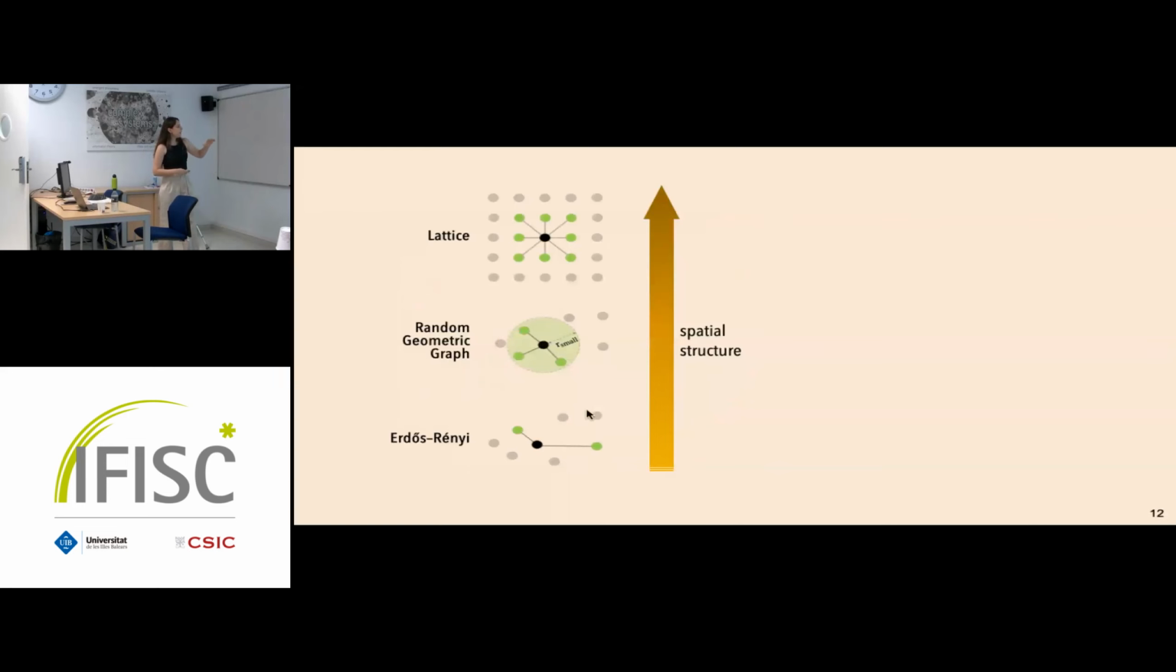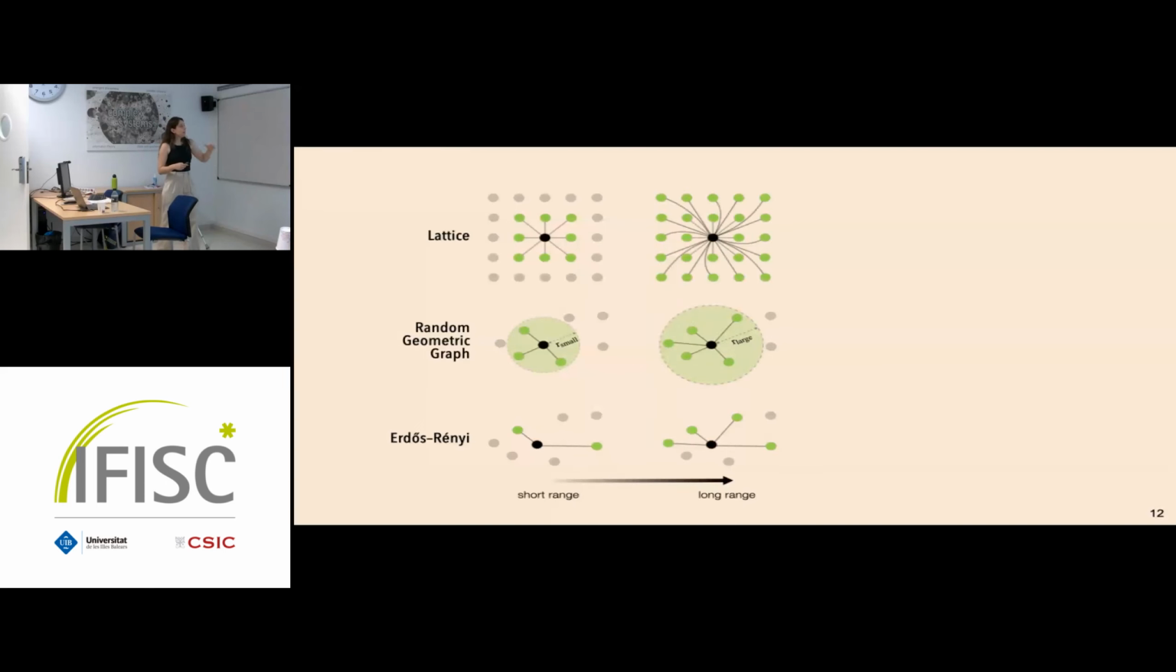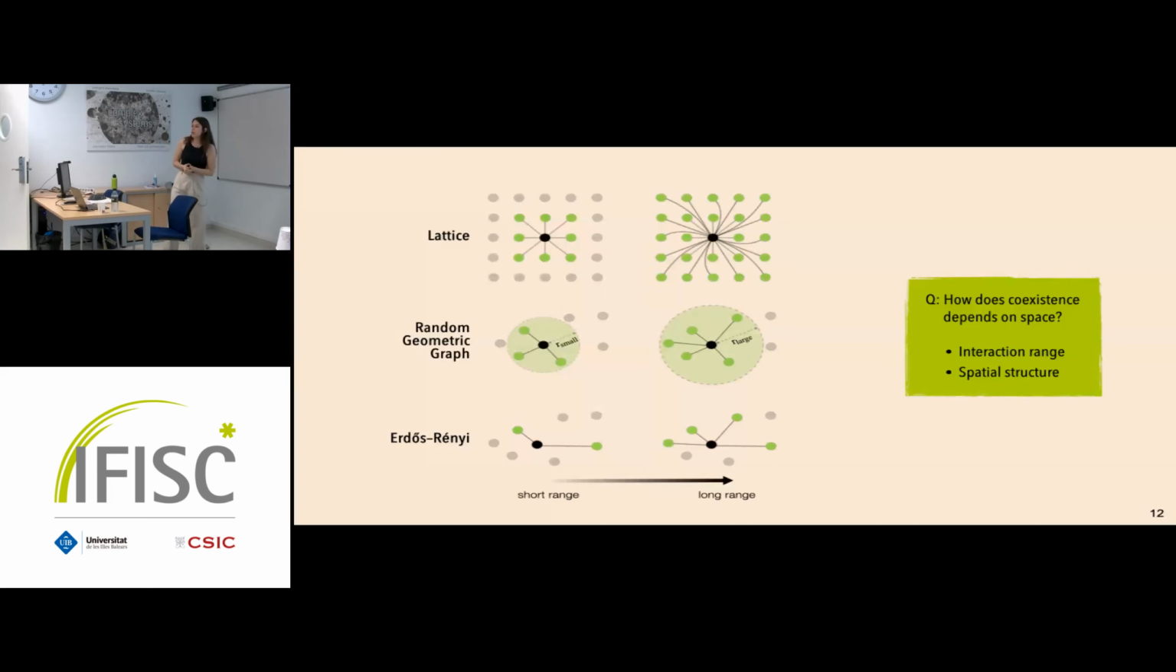So we are going to place our species in networks, from the Erdős–Rényi random graphs, which have no spatial structure, all the way up to a lattice, which is a highly ordered space. Combining these network models with short or long range, we obtain several network topologies to answer the question of how coexistence depends on space.